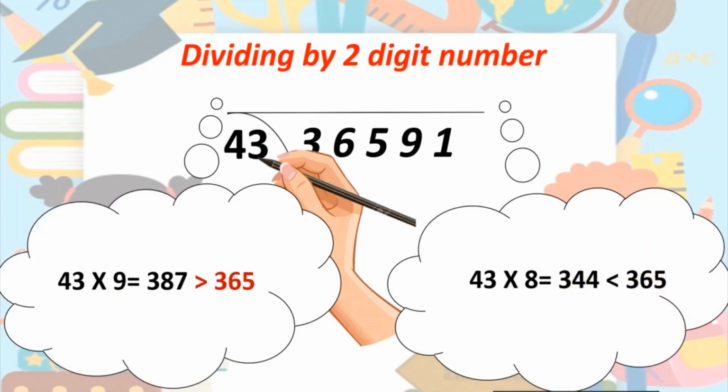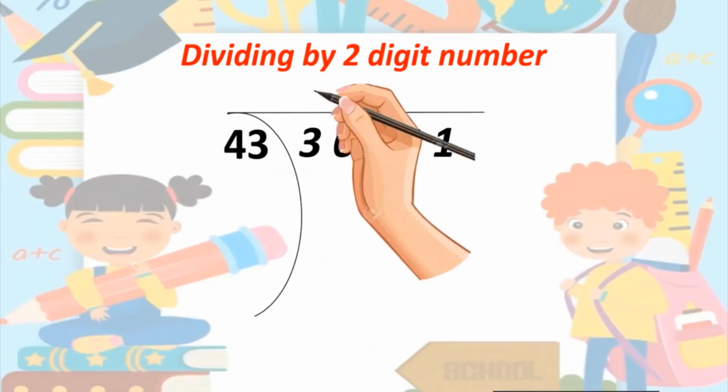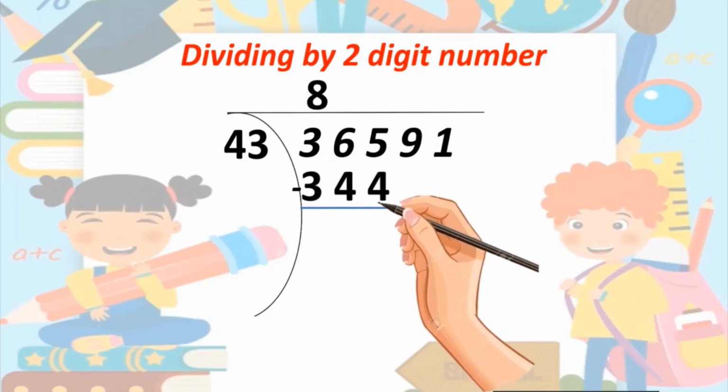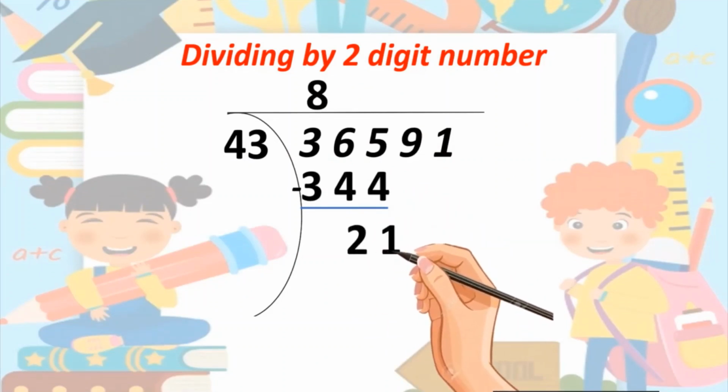So let us multiply with the next smaller number, that is 8. So 43 multiplied by 8 is 344, which is less than 365. So we write down 43 8s are 344. We are left with a remainder of 21.